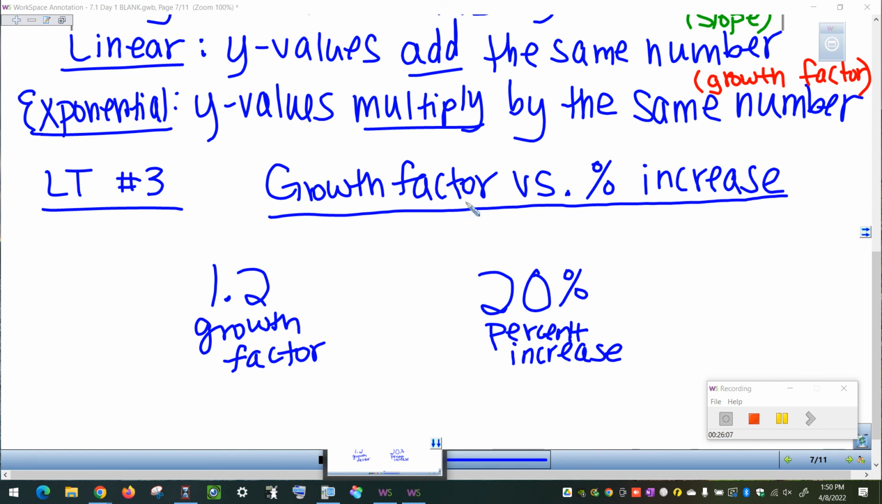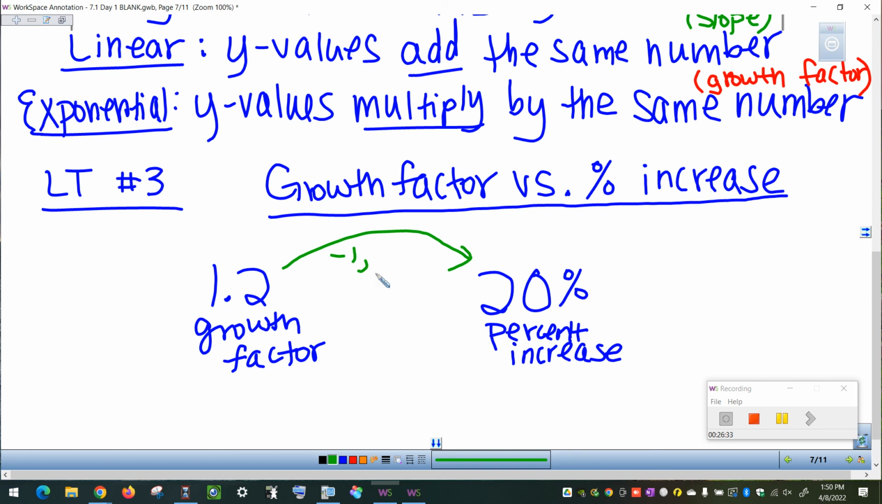So we're going to describe the relationship here going in both directions. How do we get from one to the other? So let's say we know the growth factor, and we want to figure out what is the corresponding percent increase. So we're going to think about mathematically what exactly is happening with a 1.2. There's two things that are happening. So the first step would be subtracting 1. So if we have 1.2 and we subtract 1, we're left with 0.2.